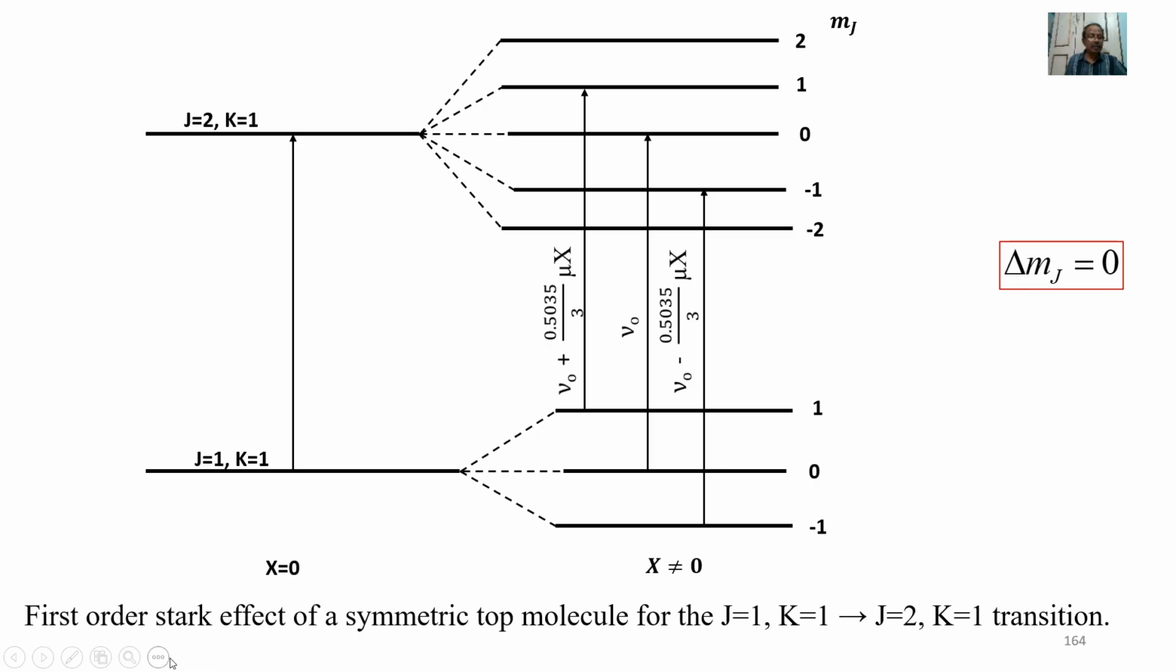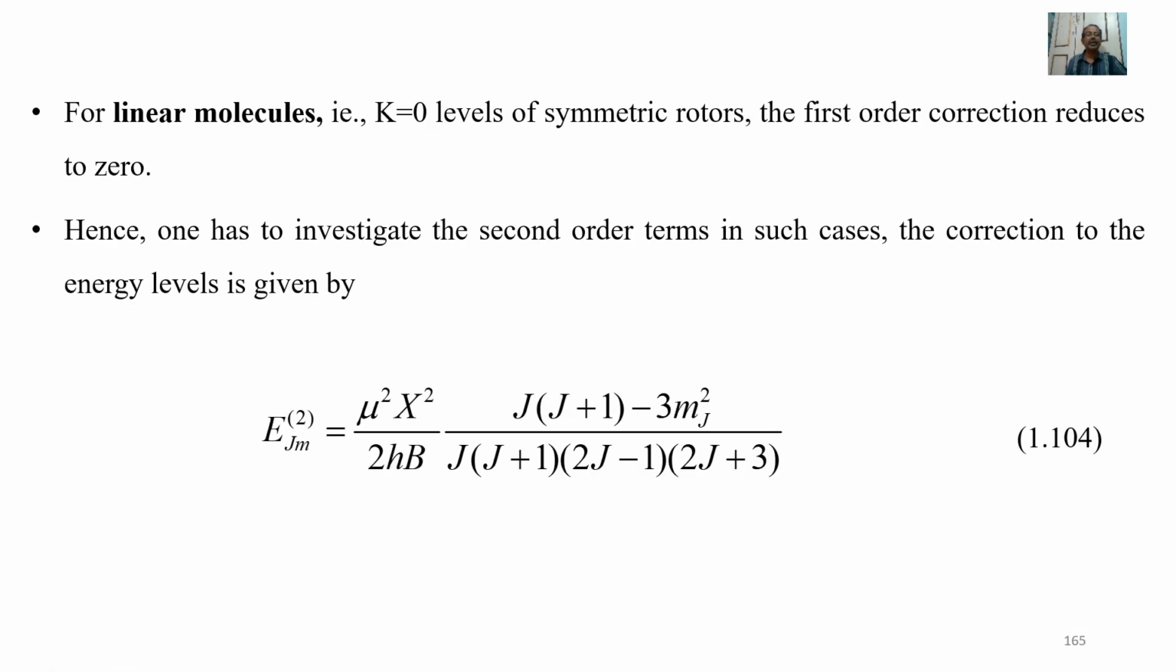So this figure shows the first order Stark effect of symmetric top molecules for the transition j equal to 1, k equal to 1, to j equal to 2, k equal to 1. Now we shall discuss linear molecules. We are going to discuss the second order rotational energy levels and the second order correction for linear molecules, and thereby we are going to draw some pictures using selection rules for the transition levels.